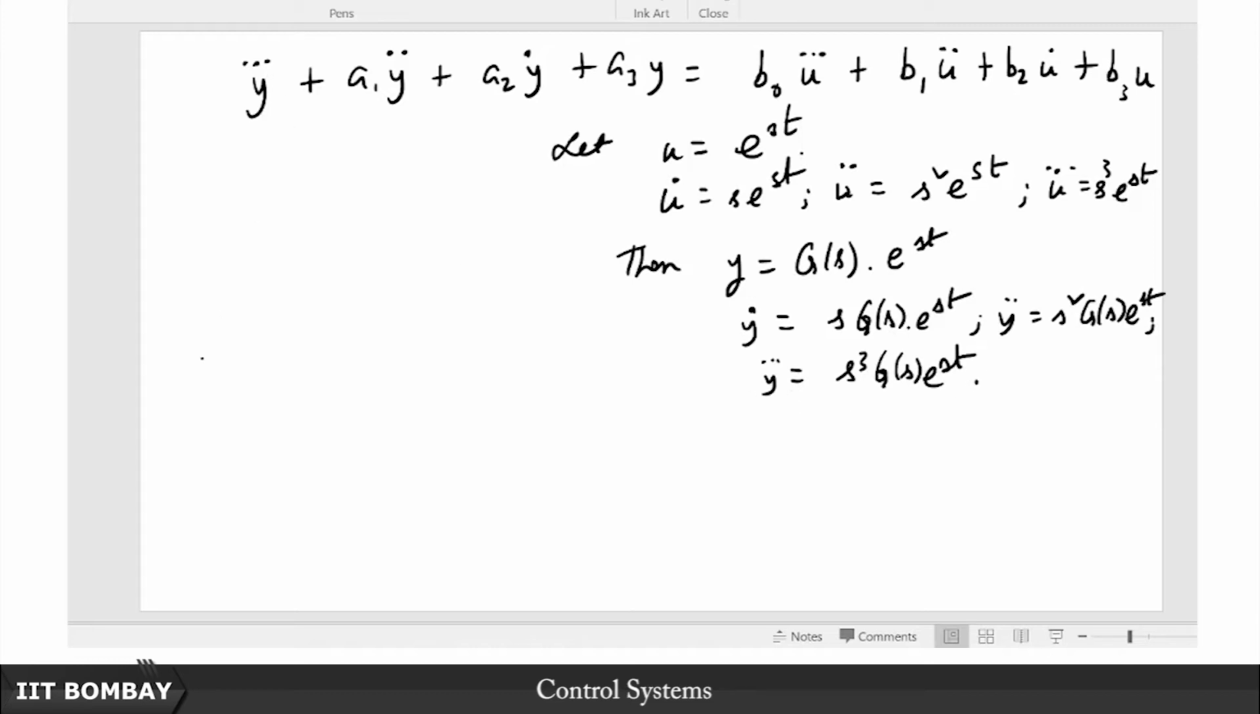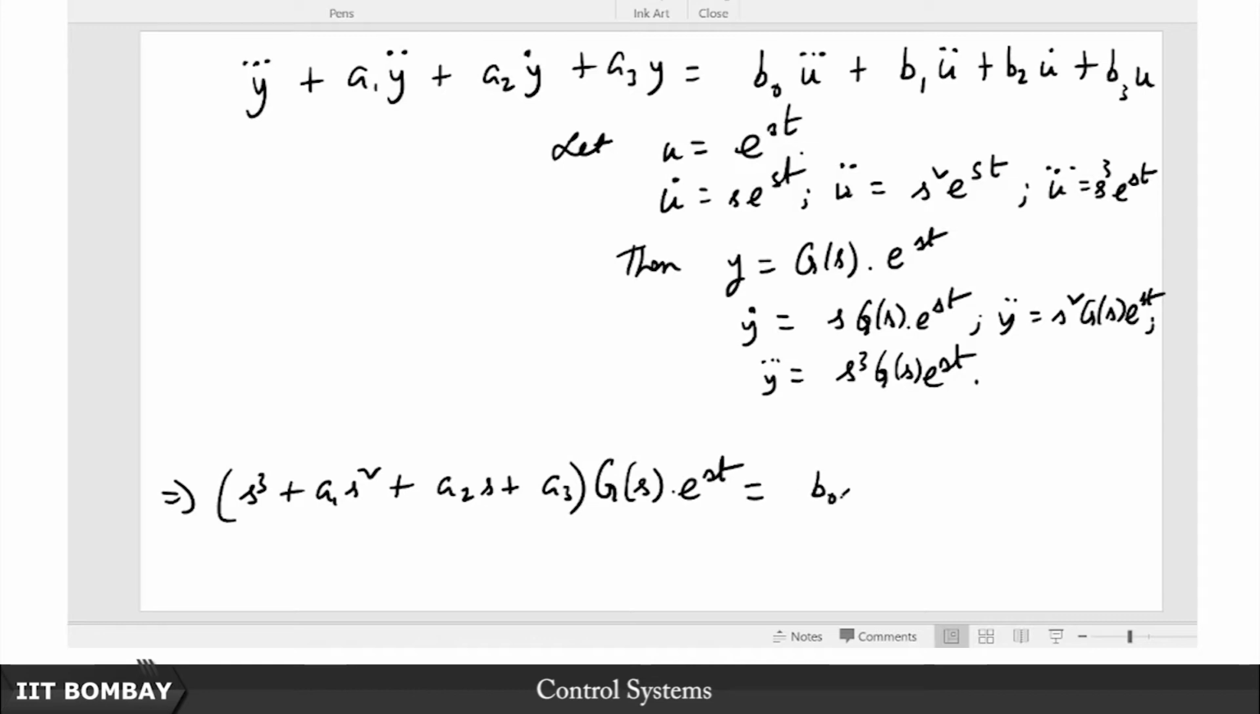Now, plugging in all of this, what we have is s cubed plus a1 s squared plus a2 s plus a3 (you can check that this is exactly what it is going to be) times g of s e to the st, is equal to b0 s cubed plus b1 s squared plus b2 s plus b3 times e to the st. Now, of course, e to the st is a non-singular function.